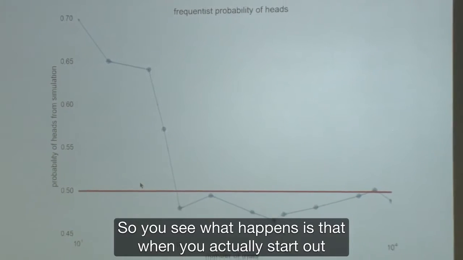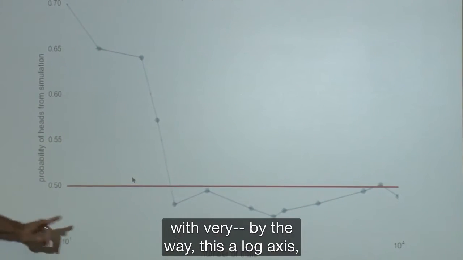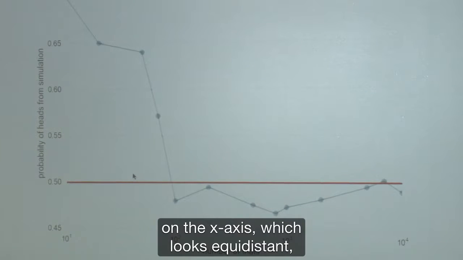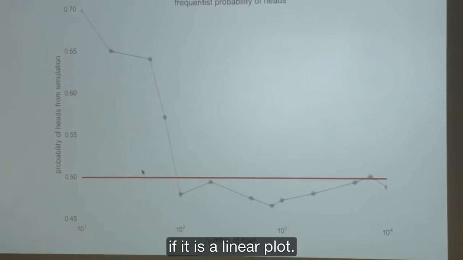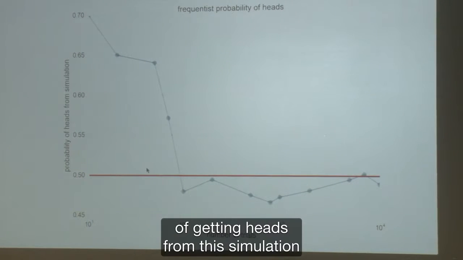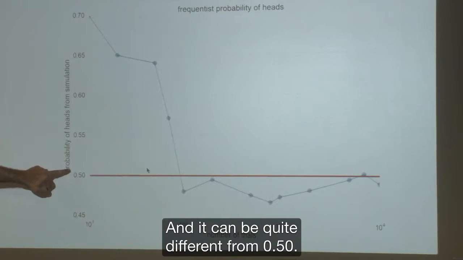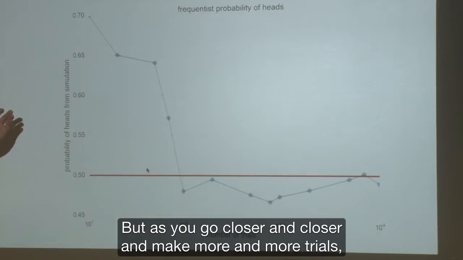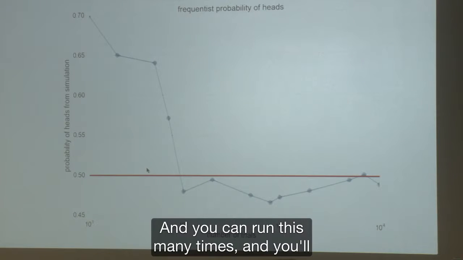So you see what happens. By the way, this is a log kind of axis on the x-axis, which is what makes it look equidistant. But really, that whole thing is squeezed into the corner if it was a linear plot. And so you see that the probability of getting heads from the simulation is kind of high at the beginning, and it can be quite different from 0.50. But as you go closer and closer and make more and more trials, it keeps being quite close to 50. And you can run this many times.